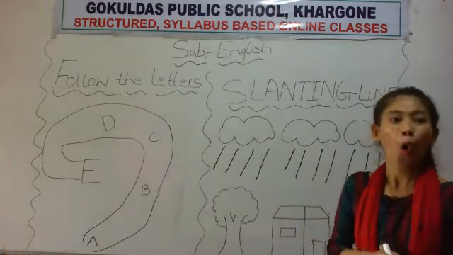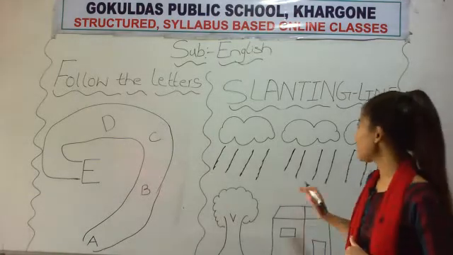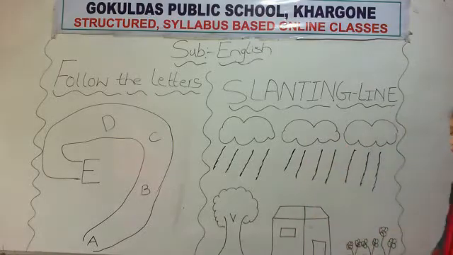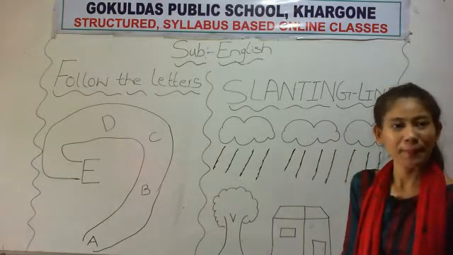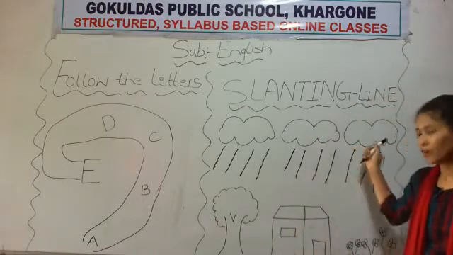Okay, this is just an oral part to introduce a new line. Which line is this? Slanting line. See, I have decorated the picture. You can also decorate the picture and make it in your notebook, and you need to put color over here.